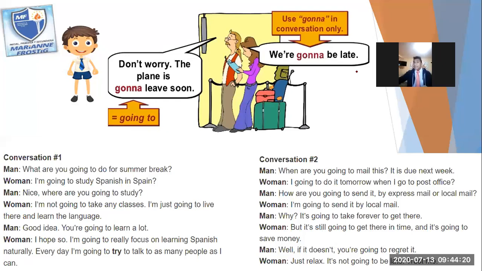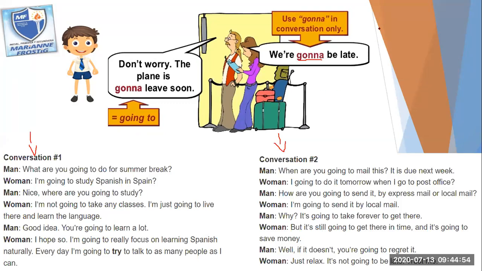Gonna. So here I have conversation number 1, and here I have conversation number 2. We are going to practice this oral conversation using the contraction, the short form, gonna, okay? Remember, gonna is for speaking orally, and for writing it is going to. So I need one boy and one girl volunteer. Let me see the chat. Okay, Valerie, number 1, I have the girl. Now I need the boy.